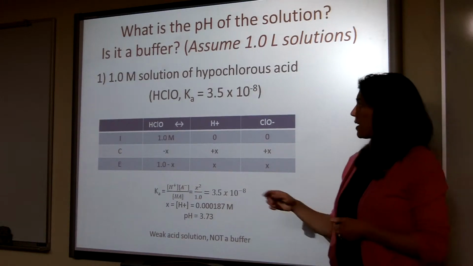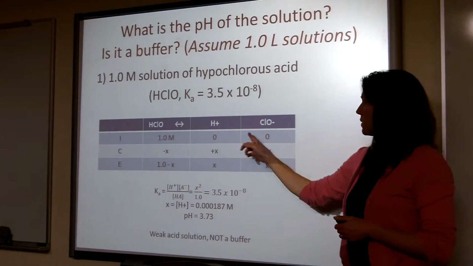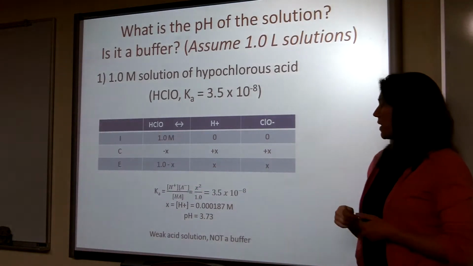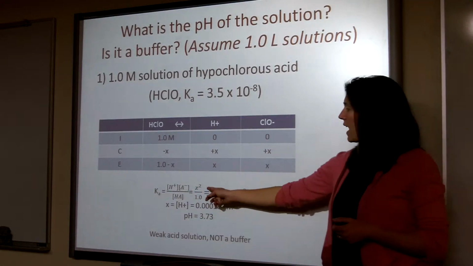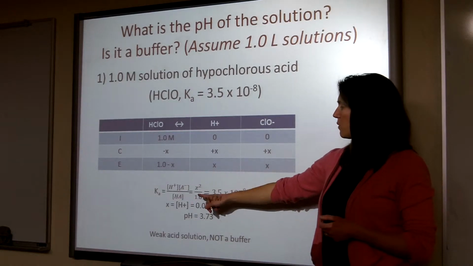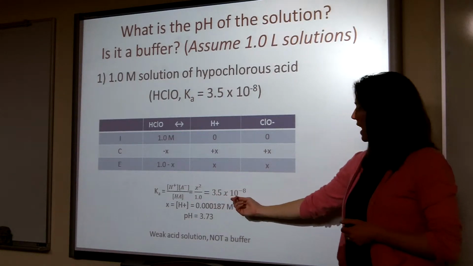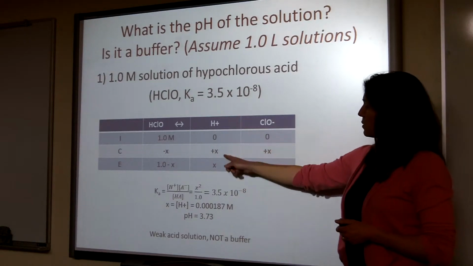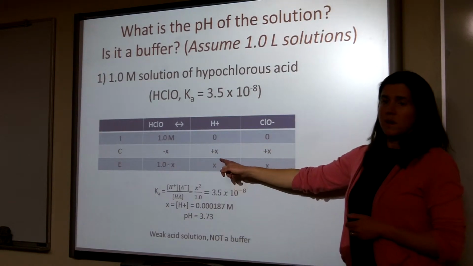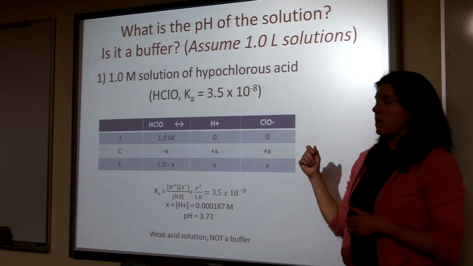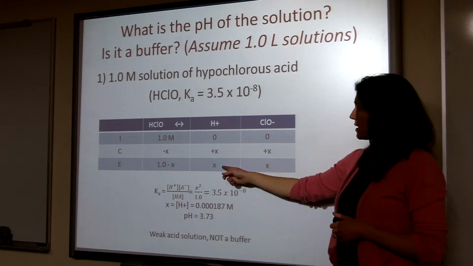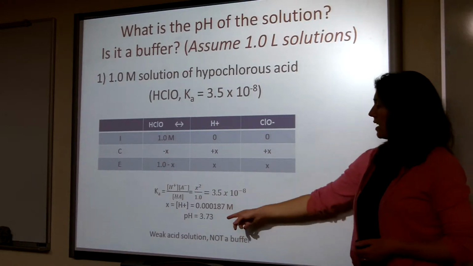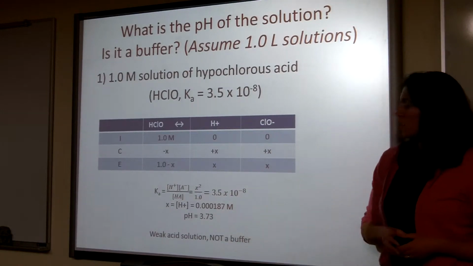In your ICE chart, I'm starting out with 1 molar acid, and I'm starting out with 0 of these. This is going to go down by some value x, and up by some value x. If I plug it into my Ka expression, I end up with x squared over 1 equals my Ka value. If I solve for x, notice x is giving me the H+ concentration. So to find the pH, I need to take the negative log of the H+ concentration. So I'm taking the negative log of my x value, and I should be getting 3.73.